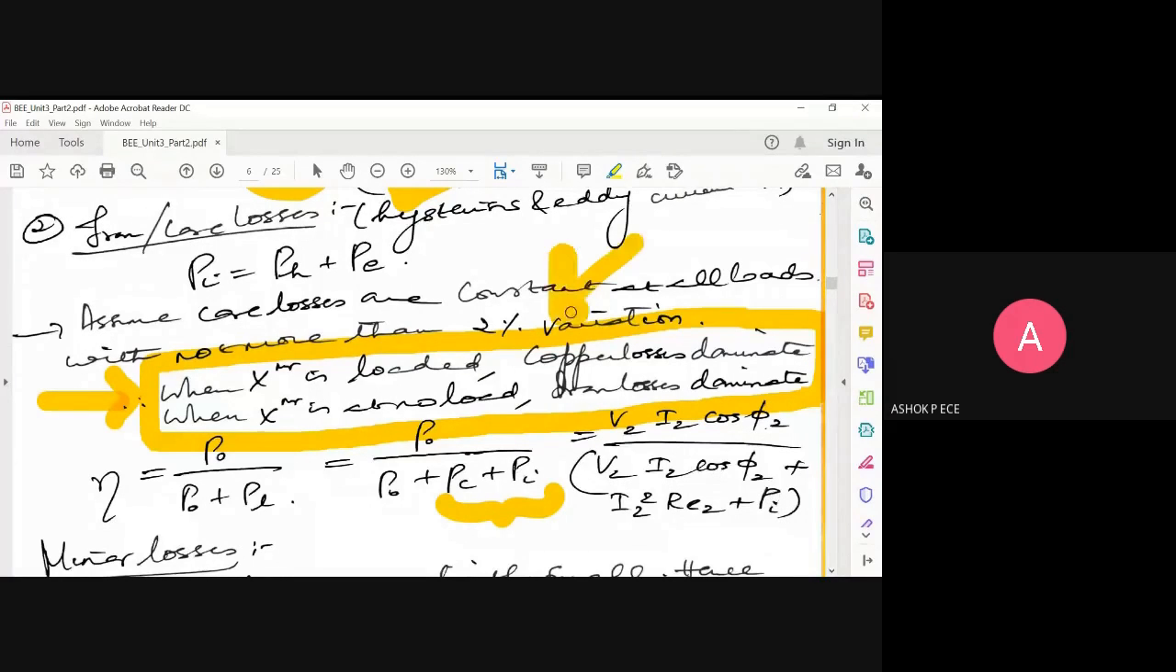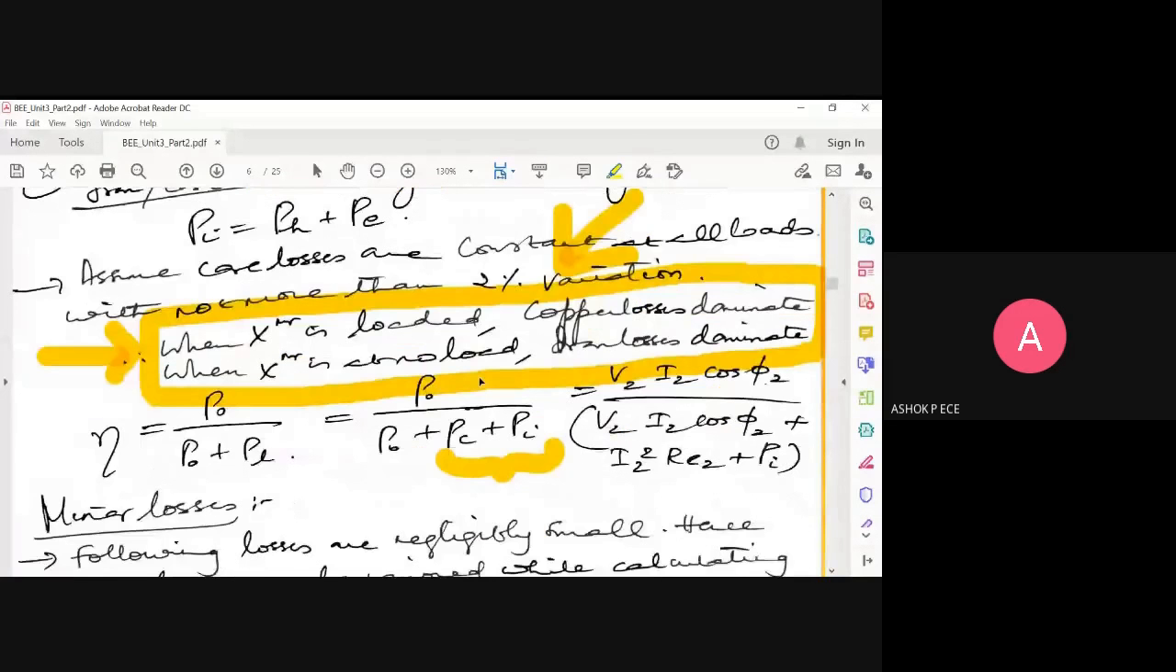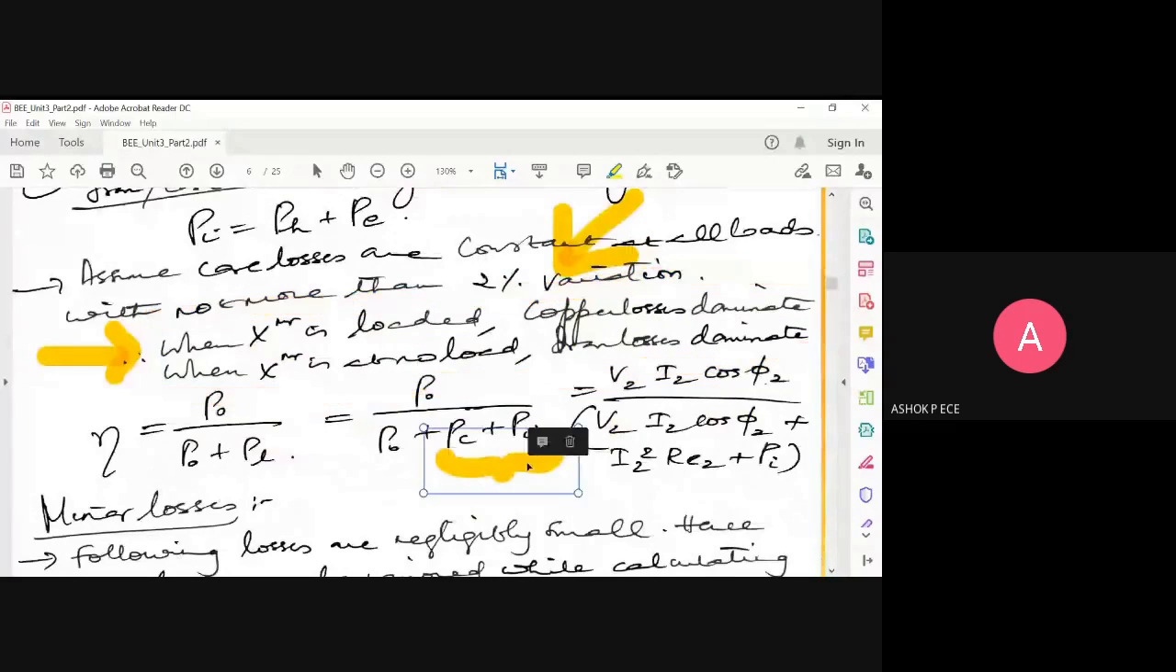So this is simply the final expression for the efficiency of a transformer. The efficiency of a transformer is going to be eta equal to, I'll repeat, please listen, P naught by P naught plus PL. And this loss is made up of copper loss and iron loss. Iron loss is constant, so I'm not going to touch the iron loss. Copper loss is going to be equal to I2 square into RE2. And everywhere you see, I'm using I2 because I'm measuring everything at the secondary of your device.